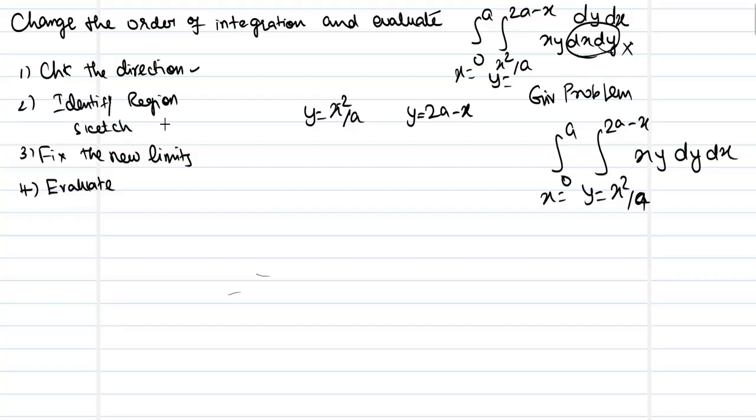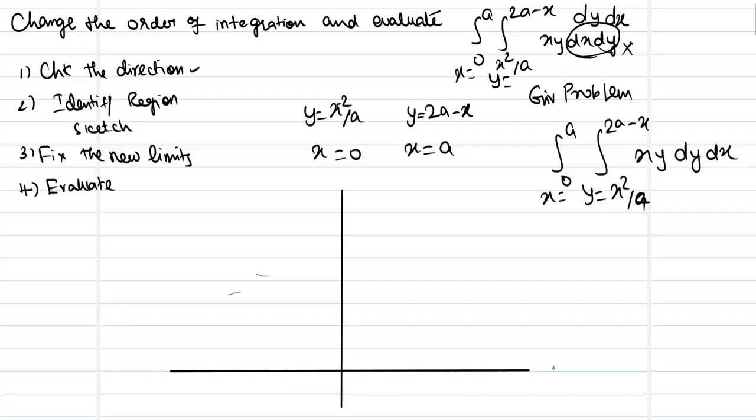We go for the second step, identifying the region by sketching it. So the limits are y equal to x square by a, y equal to 2a minus x, x equal to 0 and x equal to a, the constant limit. Keep in mind to use two colors to distinguish between your axis and the region to be bounded so that you don't get any confusion when you're plotting it. So this is going to be our axis. Let me take the axis in black color and then plot the remaining lines in red color. So x equal to 0 is going to be your y-axis.